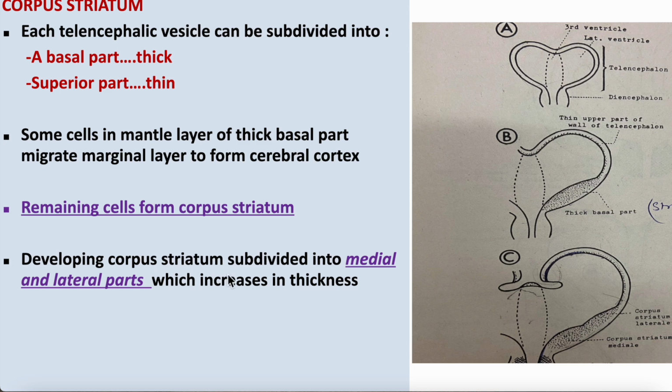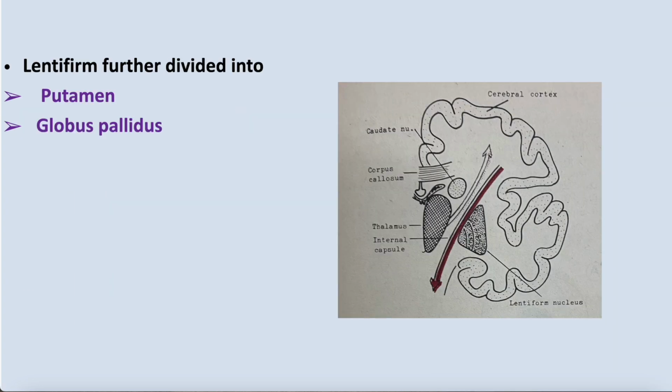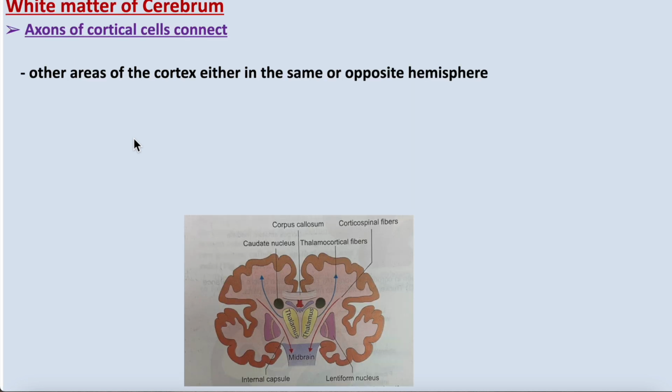Now the developing corpus striatum is subdivided into a medial and lateral part, which increase in thickness. Then fibers from and into the cerebral cortex pass through the developing corpus striatum. These bundles of fibers are called the internal capsule. So this is the internal capsule which is passing through the corpus striatum. Now the part lying deep to the internal capsule is given the name caudate nucleus, and the superficial portion is given the name lentiform nucleus, and this lentiform nucleus is further divided into putamen and globus pallidus. So this is how the development of the corpus striatum is happening.